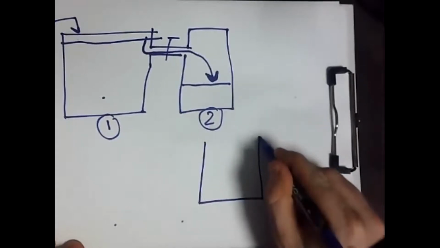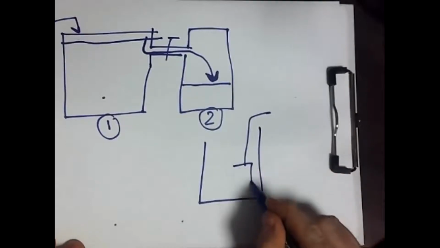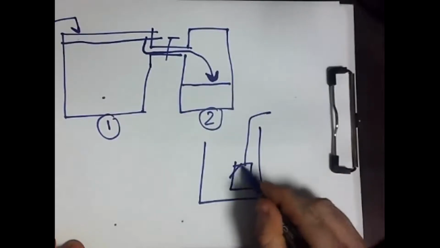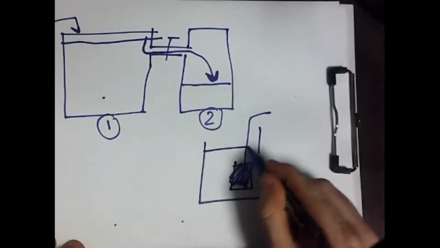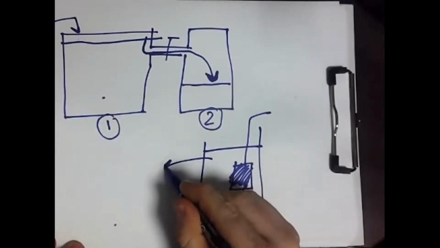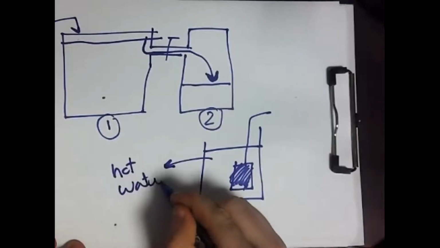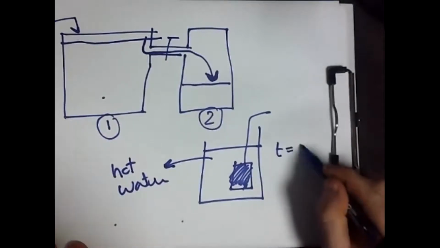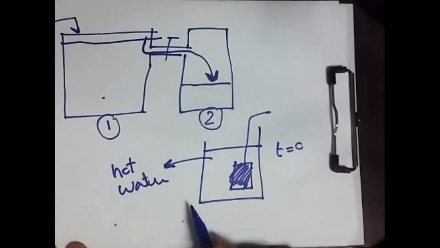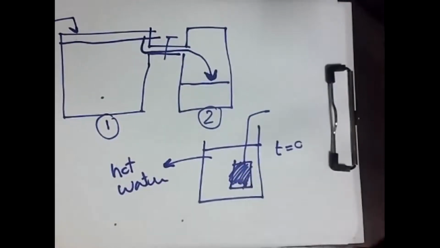This is a cup of tea. Then you drop the tea packet here, and then you drop the hot water. Okay, perfect. At t equals 0, the starting point, no tea particles are in the water. All the tea particles are here.